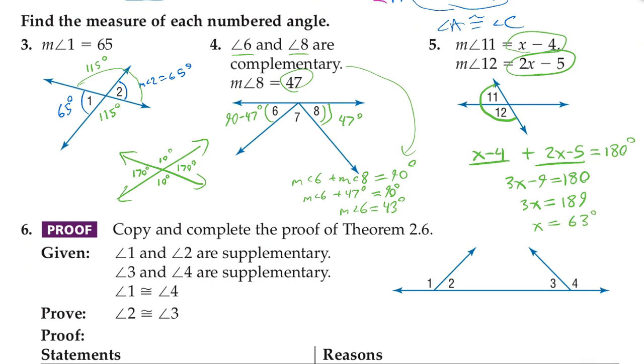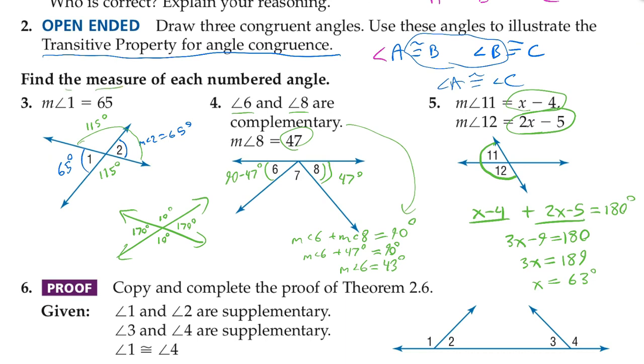Okay, then we just check what it says though. It said find the measure of each numbered angle. So it doesn't care what x is. We need to go back and say, 63 minus 4, that's 59 degrees. And here 63 times 2, that's 126, minus 5 is 121. And then just to double check, in our picture they should add up to 180. So let's just double check that these add up to 180. Yeah, those add up to 180 degrees. Double checked, we're good, walking away.